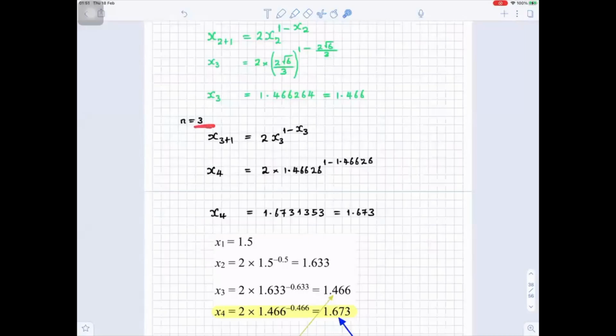And you substitute n equals 3. So it'll be 3 plus 1, it gives you 4. And that will be x3 to the power 1 minus x3. So 2 times 1.466 to the power 1 minus 1.466. And that gives you 1.673. So you use your calculator to do all of this. So your four answers will be x1 is 1.5, x2 1.633, x3 1.466, x4 1.673.